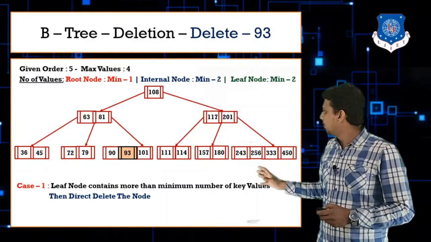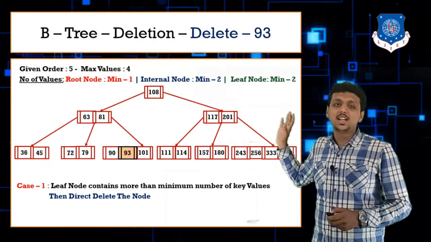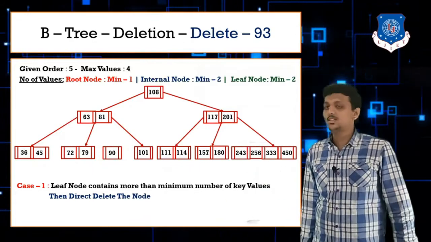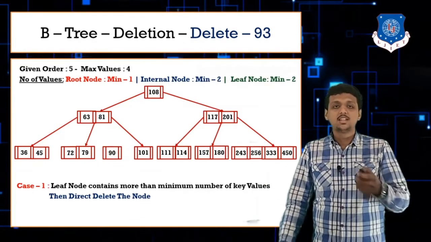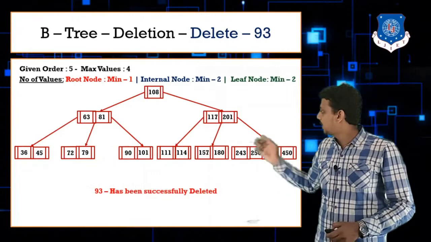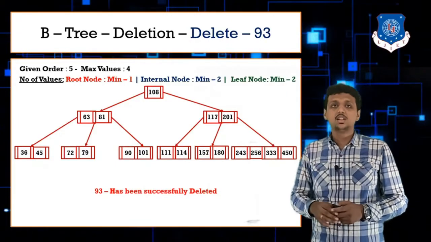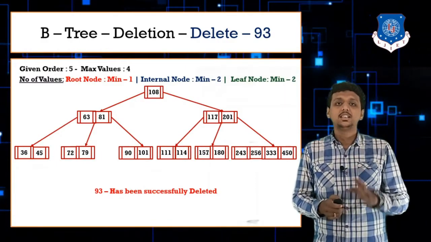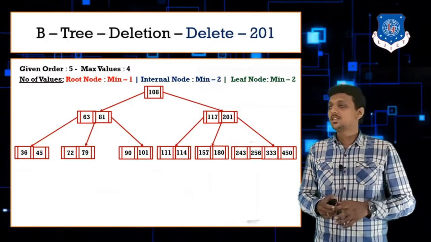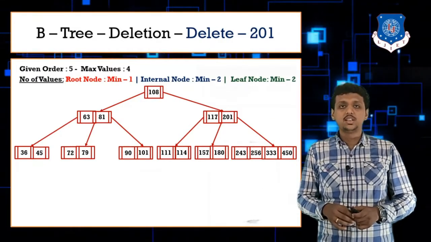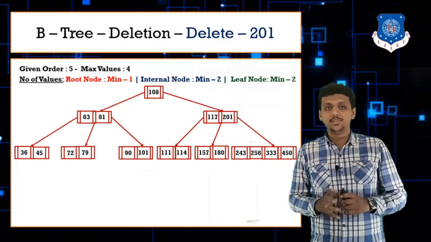So what you can do over here, I can directly delete 93 from this figure. So here it is. Now see, 93 is gone. So what I need to do, I just need to combine 90 and 101 together. So that is the first deletion of 93. So 93 is successfully deleted. Now the next value we want to delete, that is 201.